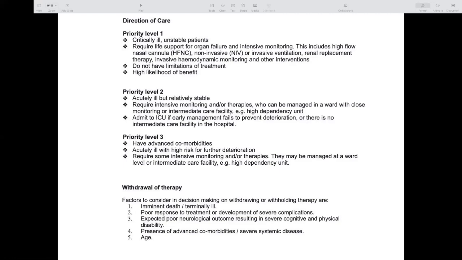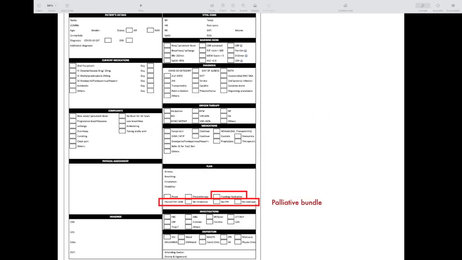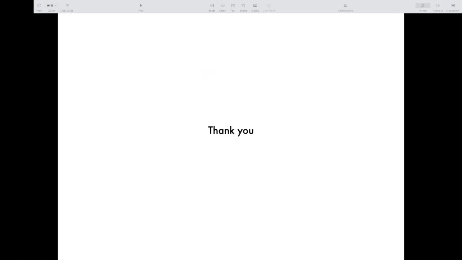Okay. So for the withdrawal of therapy, there are a few factors to consider in our decision making before withdrawing any therapy. If we know that the patients are terminally ill or have poor response to our treatment, or there is development of severe complications, or they are expected to have poor neurological outcome or presence of comorbids, then we should discuss regarding the withdrawal of therapy. As we can see in our daily progress note, we include the palliative bundle as well. And that's all.